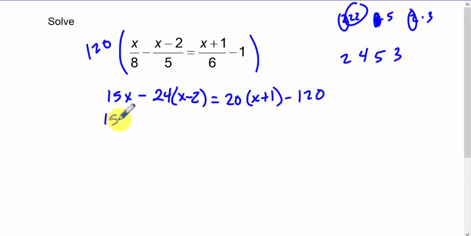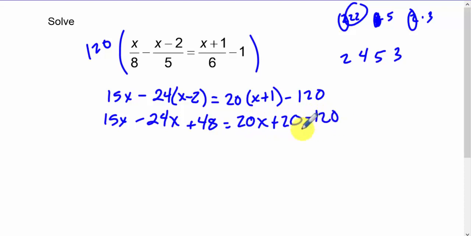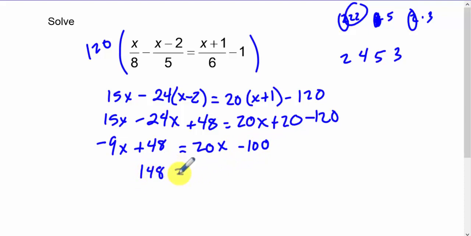I take and distribute what I can. 24x, positive 48, 20x and 20. Subtract 120. A negative 9 here, and a 48. On this side I have 20x, and negative 100. Bring the 100 over, so that's 148. Bring the 9 over, that's 29. Divide 148 by 29, I don't believe that goes into it. So that would be the answer.